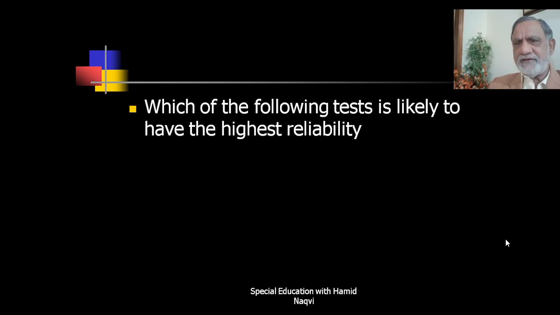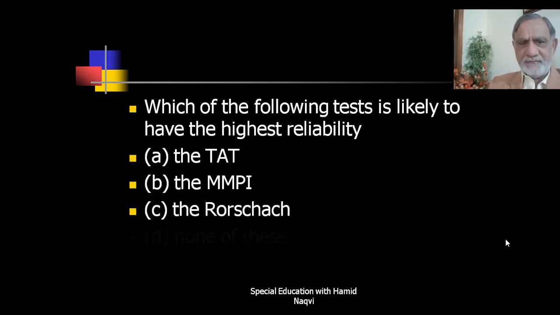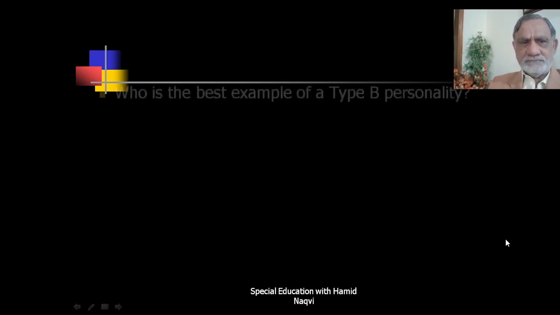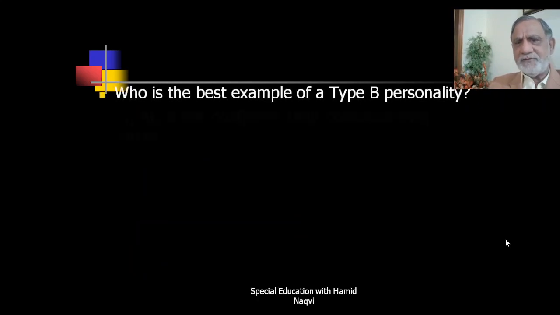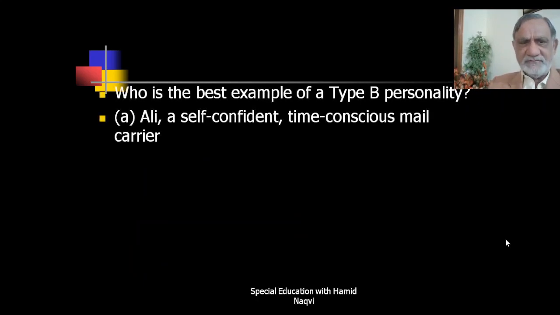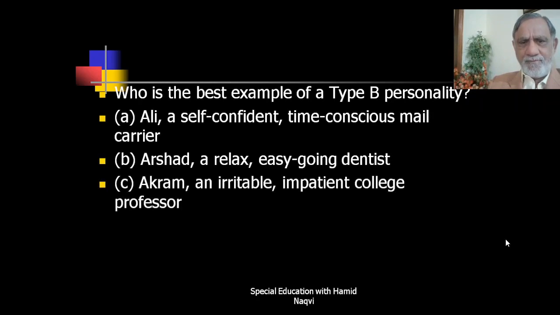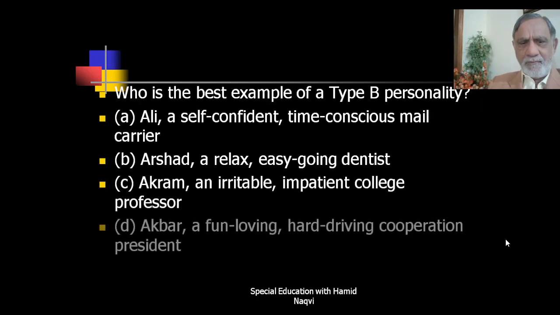Which of the following tests is likely to have the highest reliability? The correct one is B, that is MMPI. Who is the best example of a type B personality? The correct one is B, that is Arshad, a relaxed, easygoing dentist.